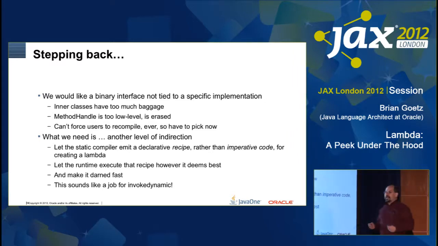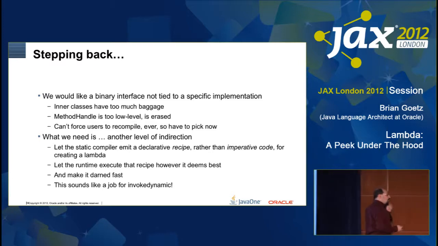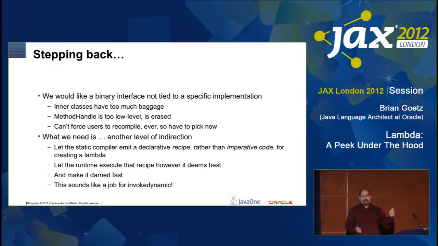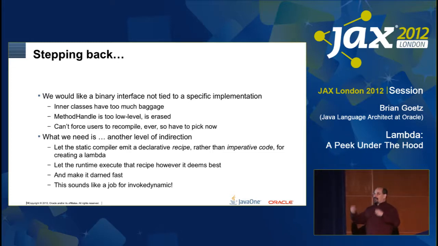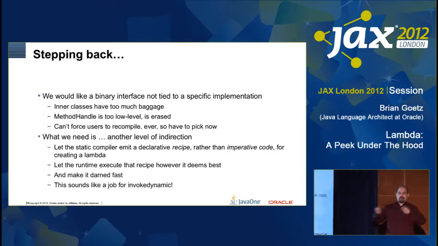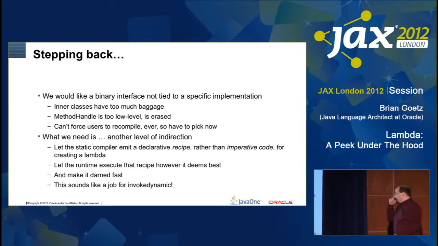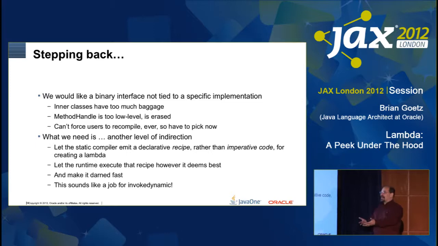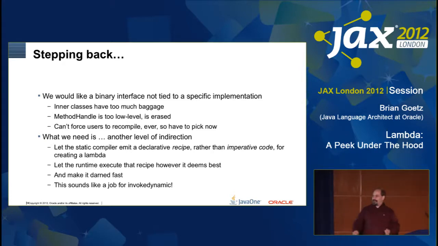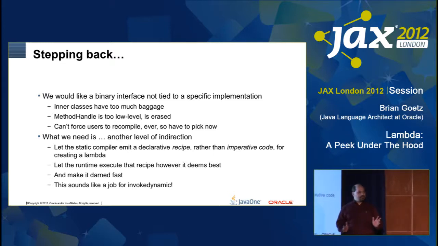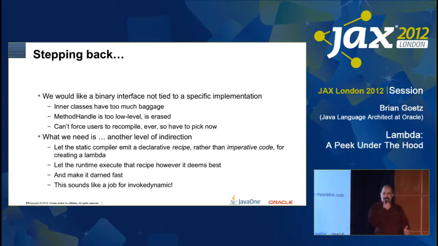Well, what we want is for the static compiler not to emit code to build a Lambda, but to emit a recipe for building a Lambda. I've got a Lambda whose arguments are this, who capture these arguments, whose behavior is over here, right? Rather than spinning bytecode to generate a class that implements that Lambda. And then the runtime would look at the recipe and say, I know a fast way to build that Lambda. I'm going to do it for you. And everything works perfectly, right? But I skipped over the how are we going to make it fast part. So let's drill into that a little bit.